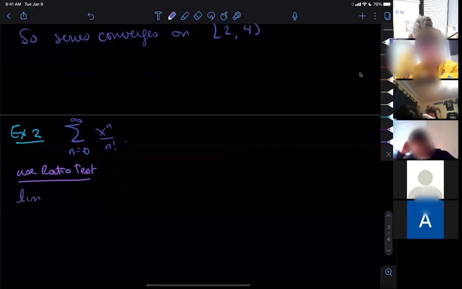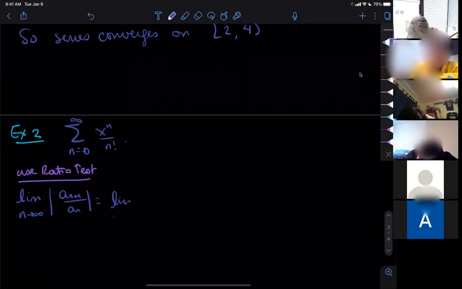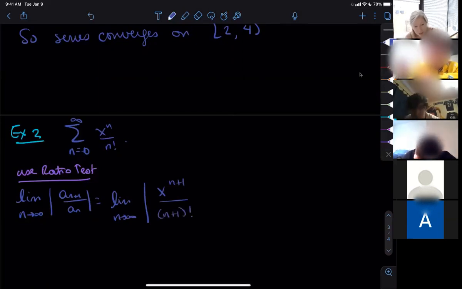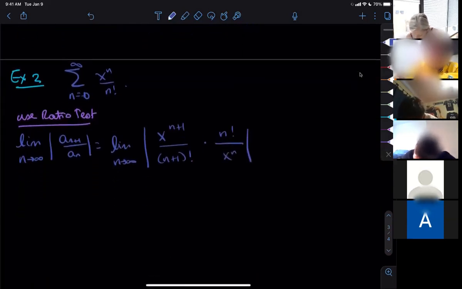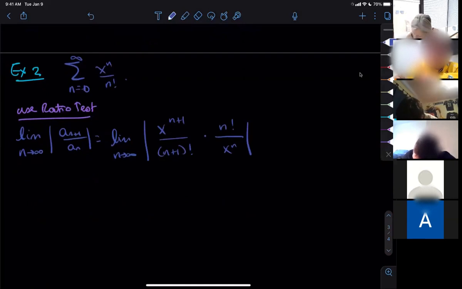So the limit as n goes to infinity of the absolute value of a sub n plus 1 over a sub n. Okay, if I do a sub n plus 1, that's going to be x to the n plus 1 over n plus 1 factorial. Then, just like we've been doing, instead of dividing by a sub n, I'm going to multiply by the reciprocal. So that's going to be times n factorial over x to the n. So this cancels with here, and I just get an x.